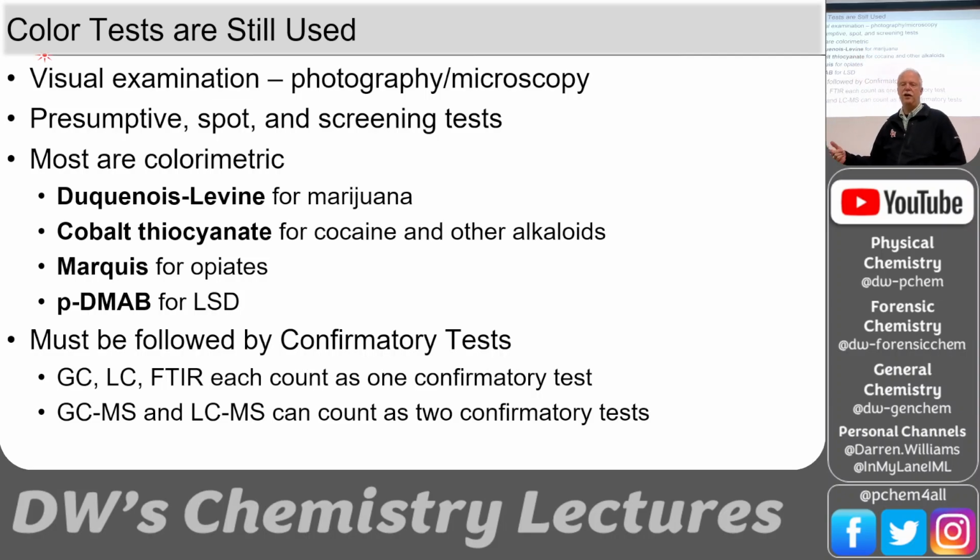GC, LC, FTIR count as one confirmatory test. So think about that. That's just GC. It doesn't say GCMS, liquid chromatography. It doesn't say LCMS. That just counts as one confirmatory step. So how would that work?